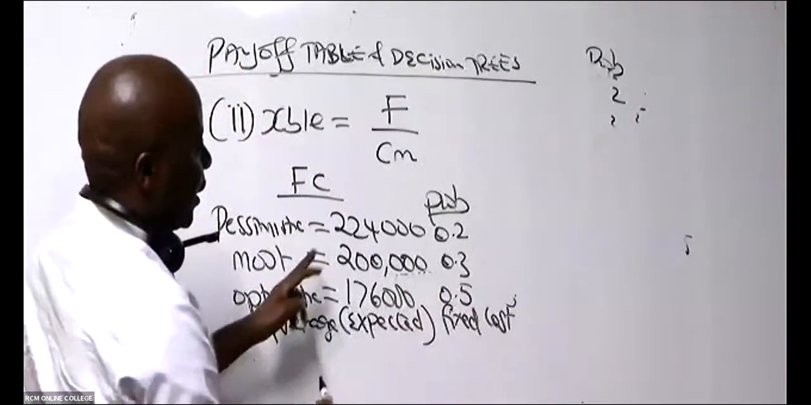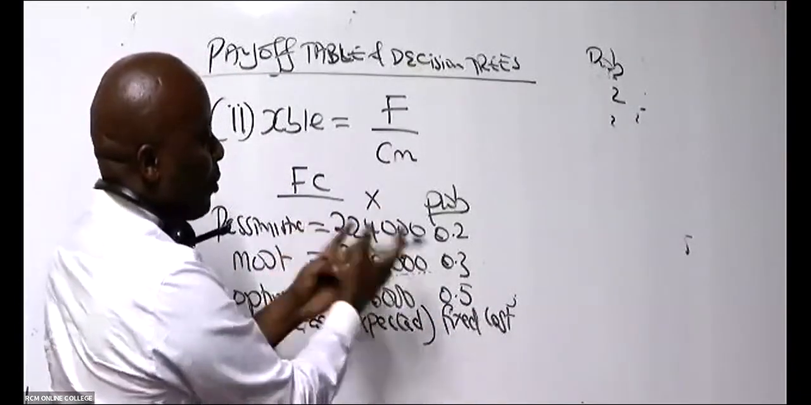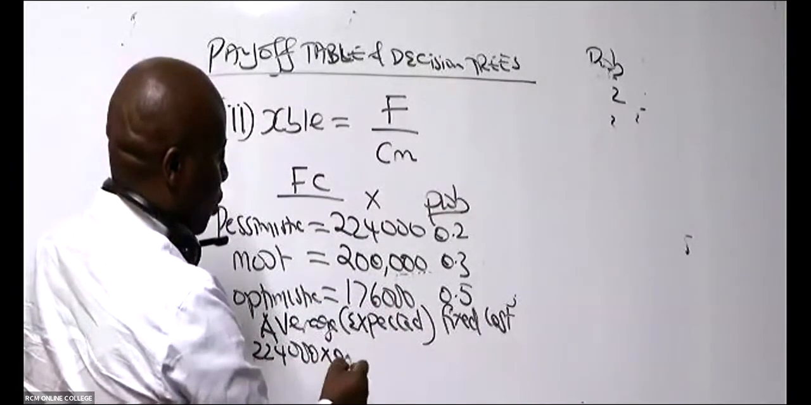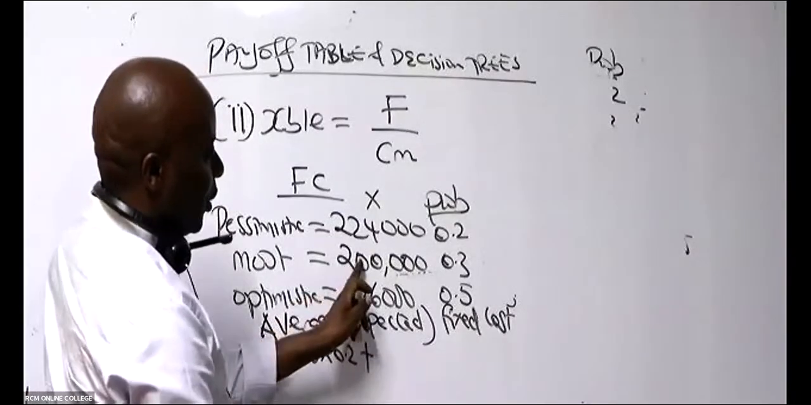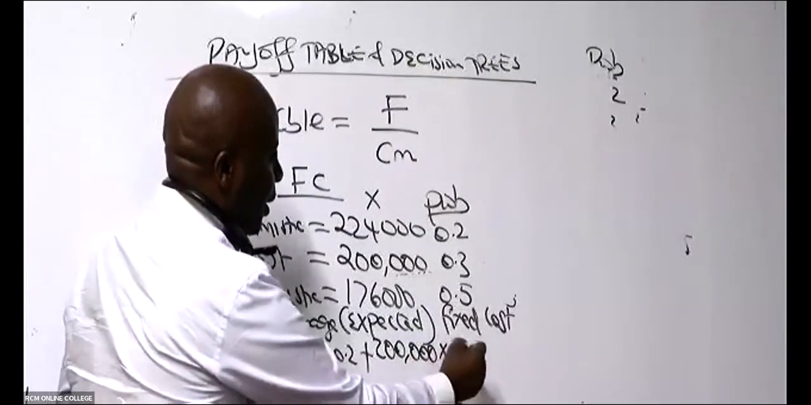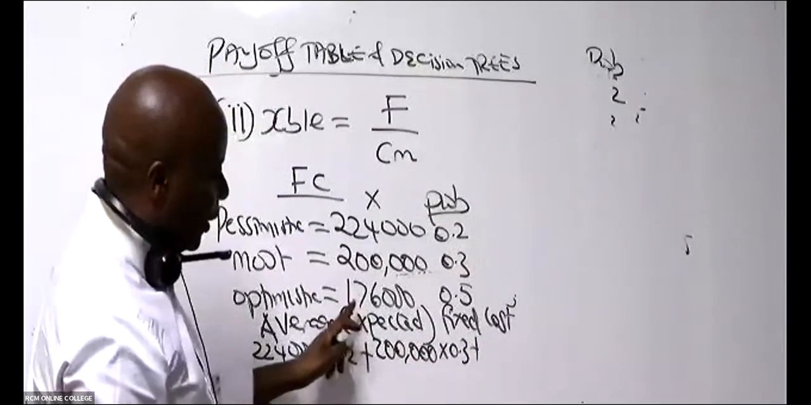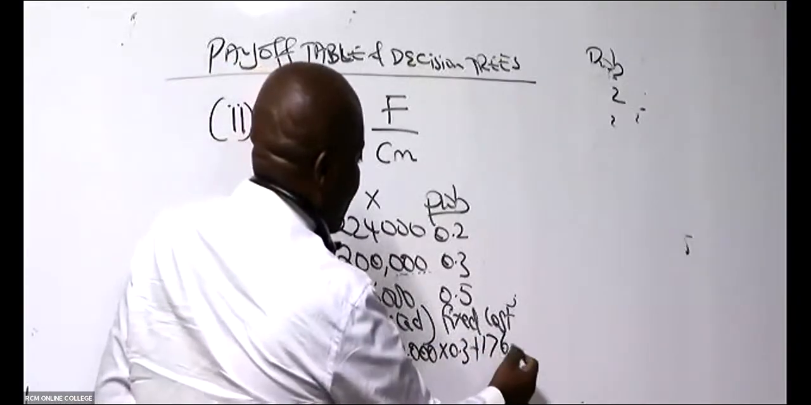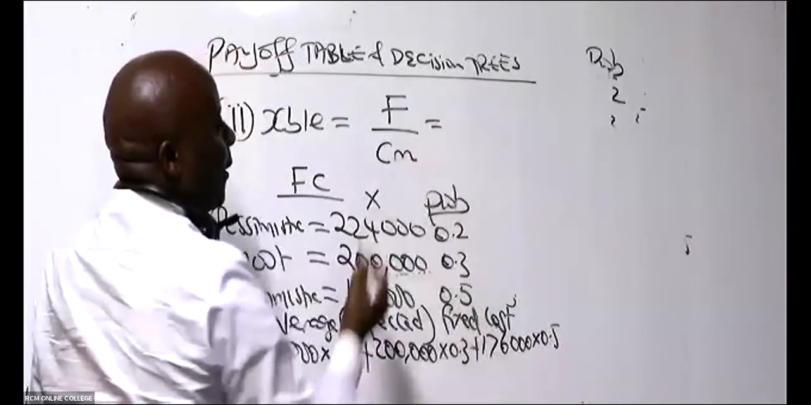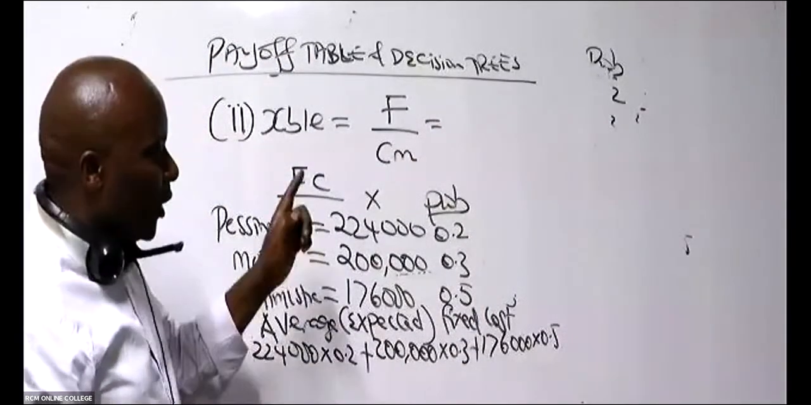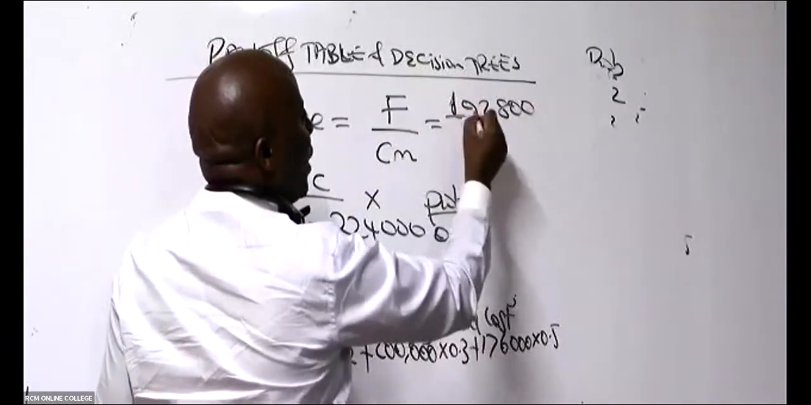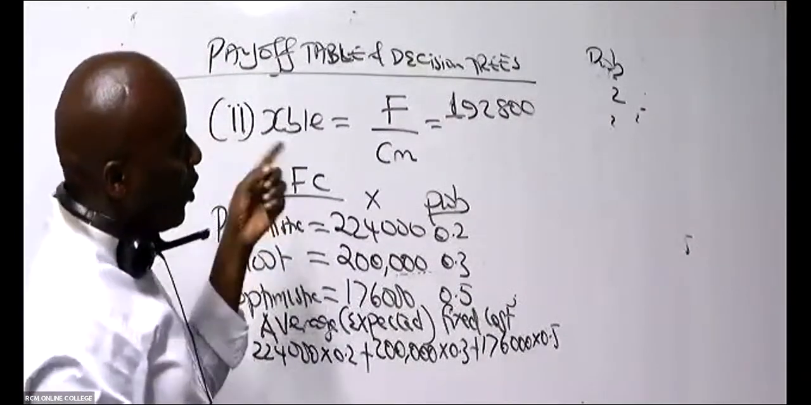So how do we get this? It is XP. It is X times probability. So we have here 224,000 times 0.2, plus 200,000 times 0.3, plus 176,000 times 0.5, which will end up giving us what fixed cost here expected? 192,800. So up to here, all of us, are we together? Have you seen how we got our fixed cost?